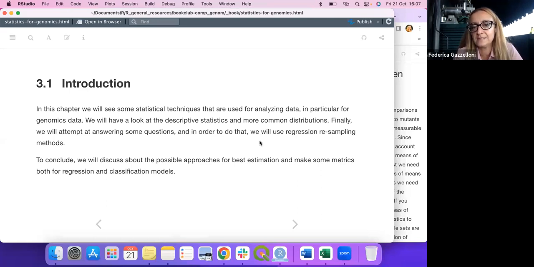In order to do that, we will use regression and resampling methods. To conclude, we'll discuss the possible approaches for best estimation and some metrics for regression and classification.